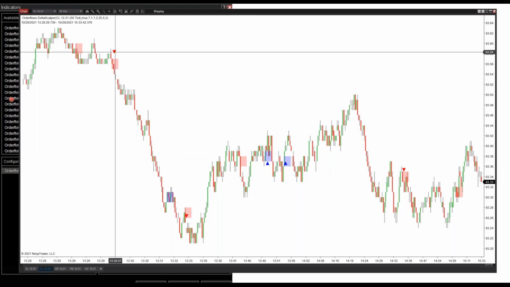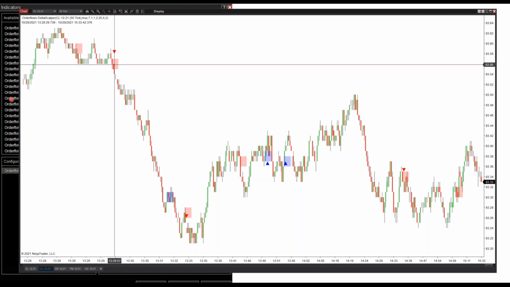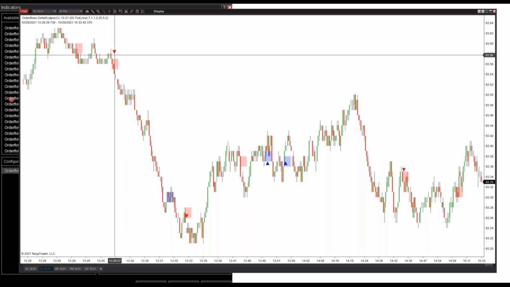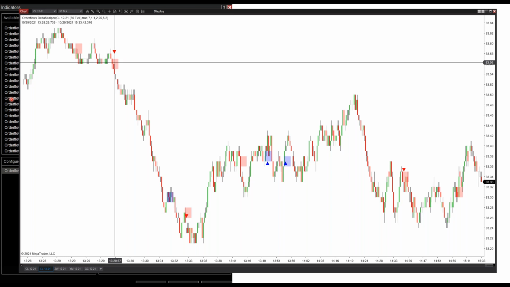So you have a signal here because this was the signal bar, and then it moved 2 ticks over the next 2 bars. That's where this signal printed, right? It didn't print on the signal bar, it printed on the actual bar. Now, if you have this enabled, as soon as it prints, it will not repaint, okay?